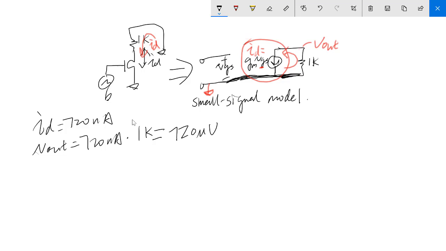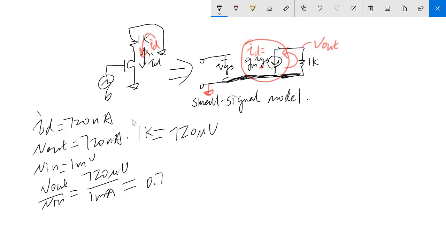And what is the input voltage? V in AC-wise, which is 1 millivolt. So V out over V in equals 720 microvolts over 1 millivolt. So the voltage gain is actually less than 1. It's actually 0.72, right? So that's the AC voltage gain. It's not amplifying anything, but decreasing the voltage output compared to the input.